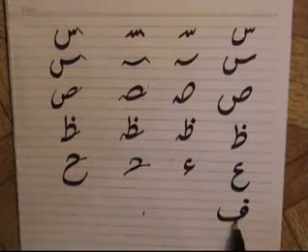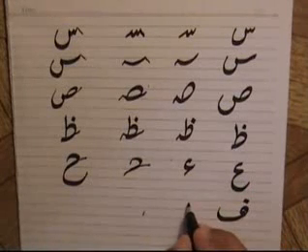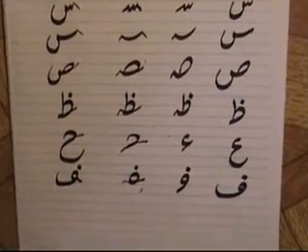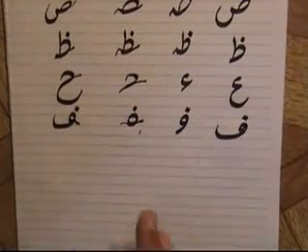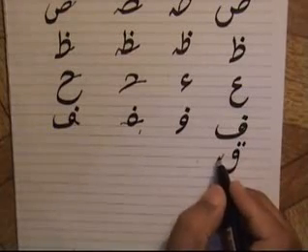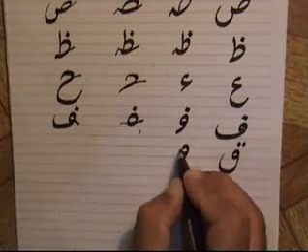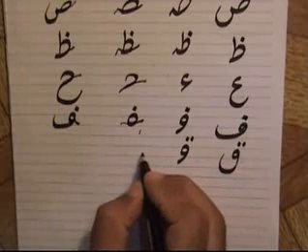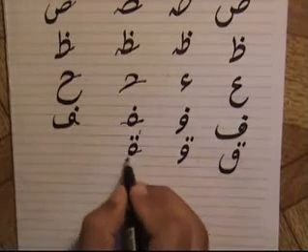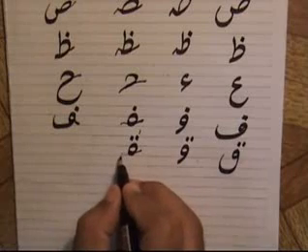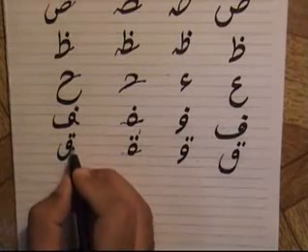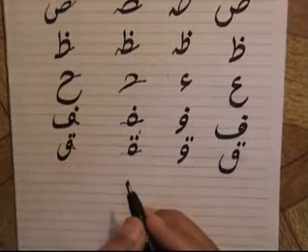Fe, independent position of the fe. The initial position of fe is like this. For kaf, the initial position is like this. The medial position is like this. This is the connector for the previous letter and the connector for the next letter, and the final position of kaf, and we have a connector here.